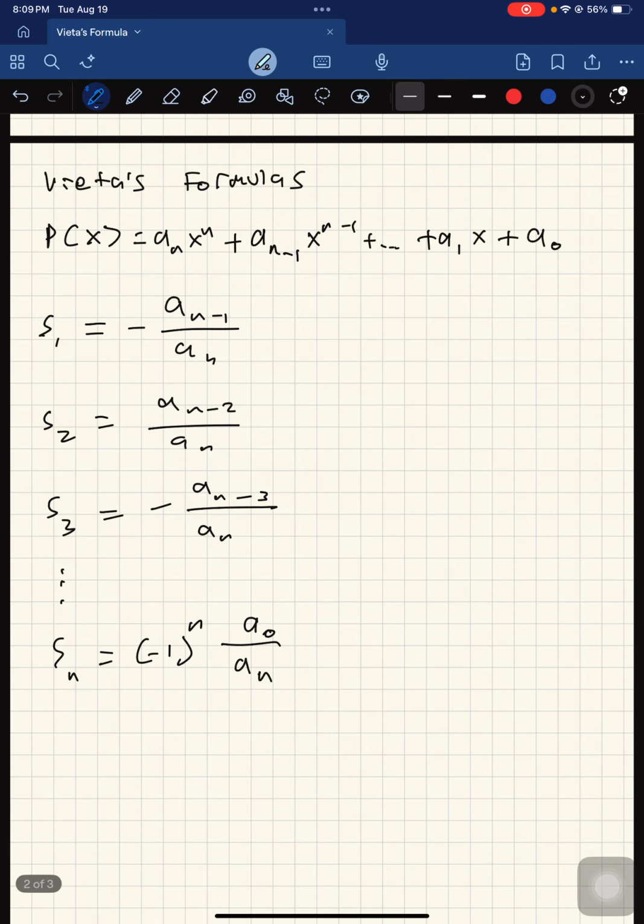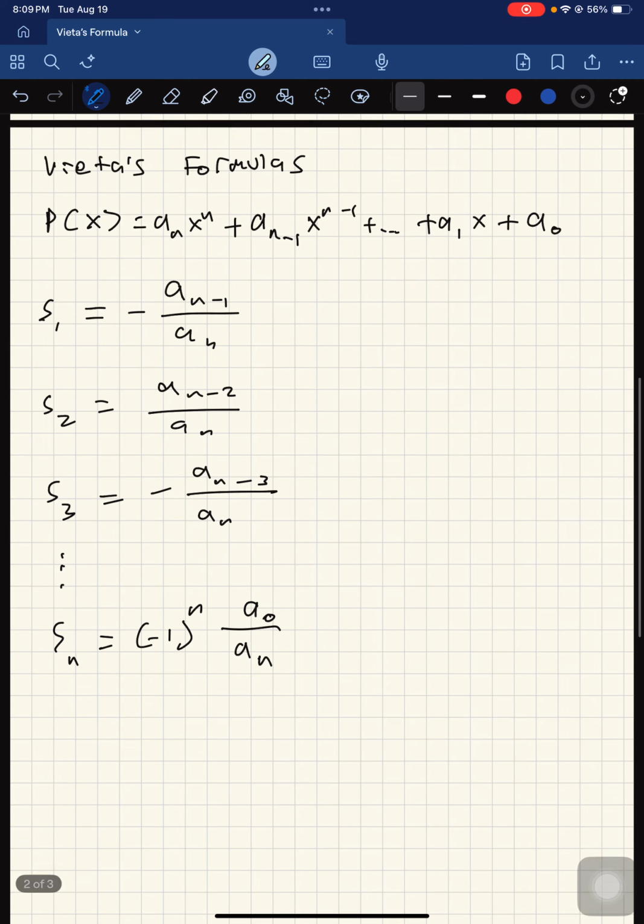And then once again, when you get to S3, the negative is back, and you take the coefficient of the x to the n minus 3 power. And then Sn finally at the end is just going to be equal to -1 to the power of n, so it depends on the degree of the polynomial, times the constant term over the leading coefficient.